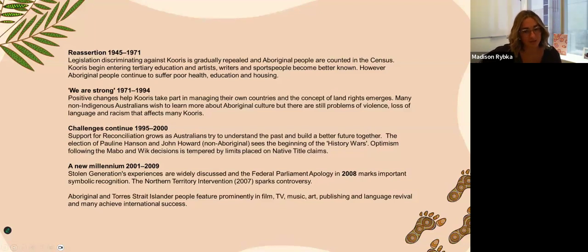And then challenges continue into 1995. So looking at supporting for reconciliation growing, and looking at limits placed on the Native Title Claims and Native Title Act with that Mabo. And then the new millennium, so the stolen generation being widely discussed, the Federal Parliament apology in 2008, and then it goes into how Aboriginal and Torres Strait Islander people are being more featured in films and TV and art.